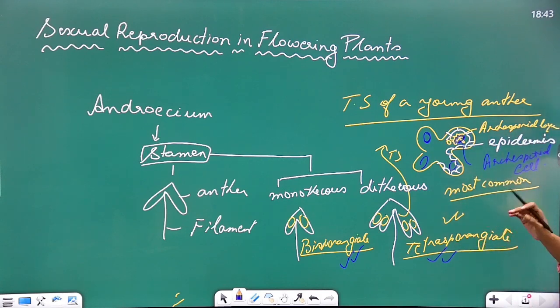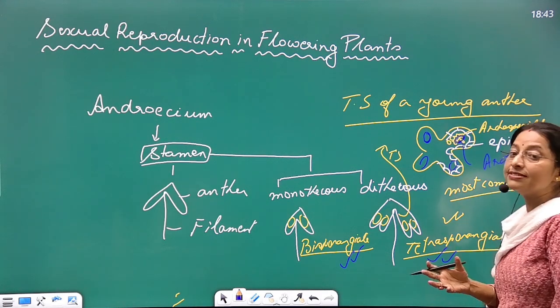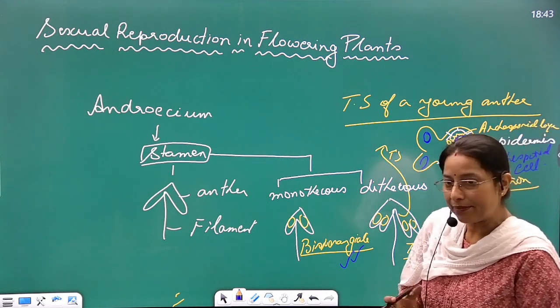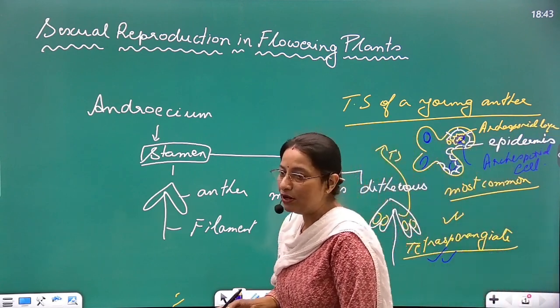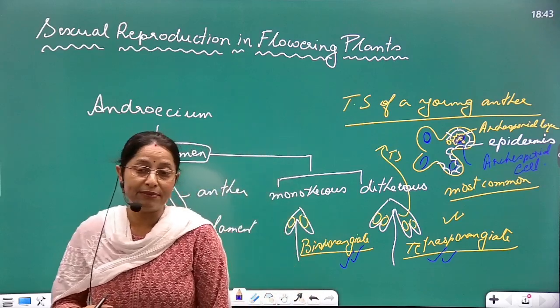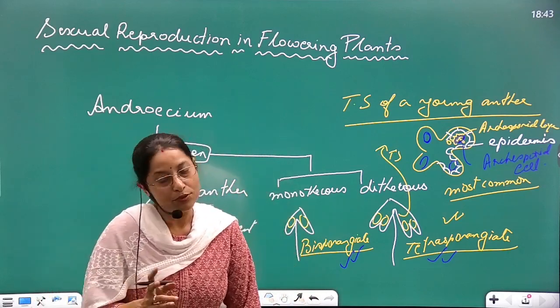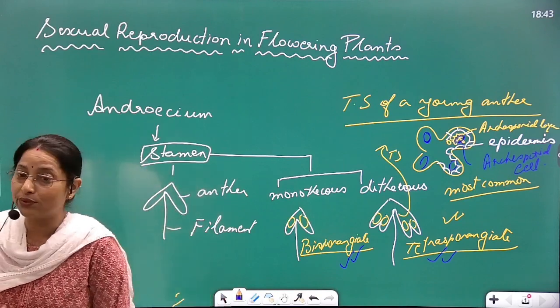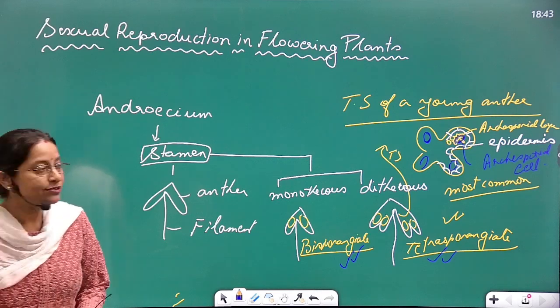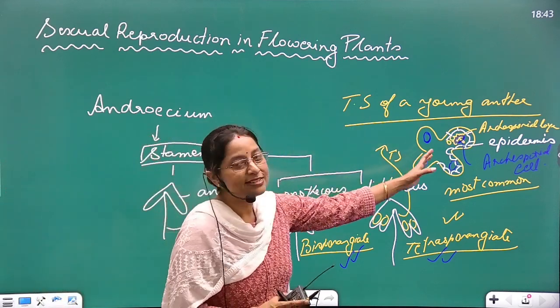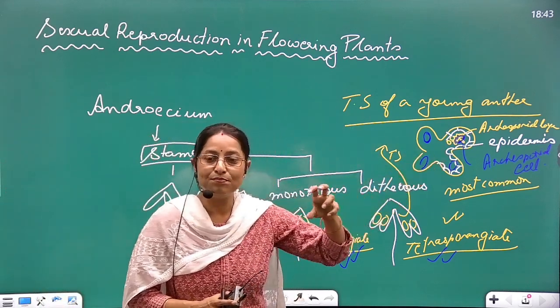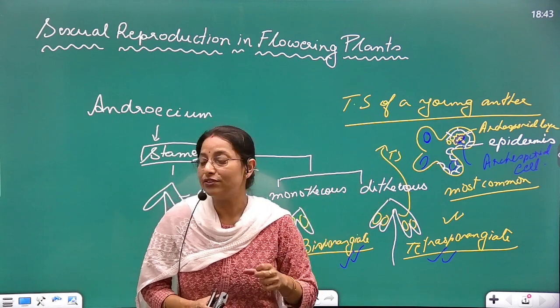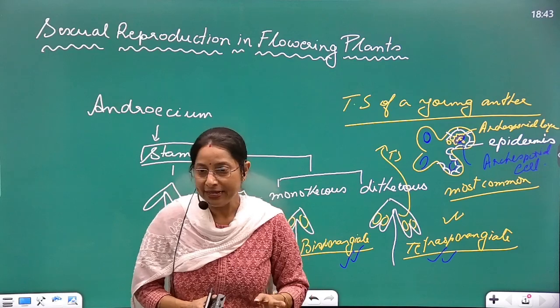Since we have to talk about sexual reproduction, what we are in search of is something called gametes. We need the male gamete and the female gamete. So where will the male gamete be? It will be inside the pollen grain. The pollen grain will be inside the pollen sac, and the pollen sac will be inside the anther, right? So that's the reason why we are talking about the TS, so that we can study how the pollen sac and pollen grains form inside the anther, right?